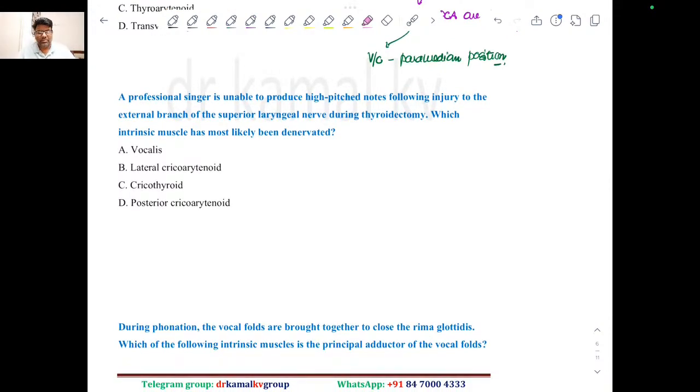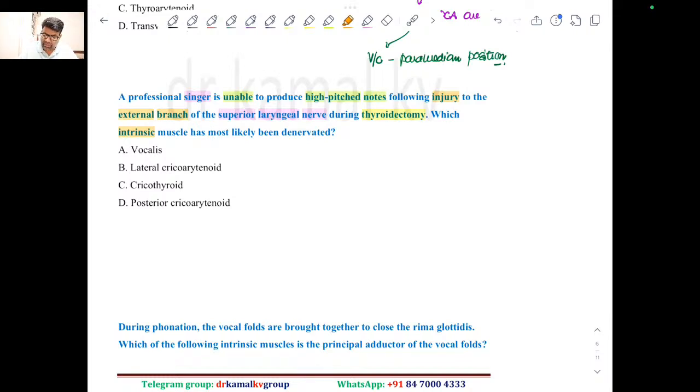Now this is a question which was asked in the recently concluded FMGE exam. A professional singer is unable to produce high pitched notes, and this is after injury to the external branch of the superior laryngeal nerve, as he was subjected to thyroidectomy, that is removal of the thyroid gland. Which intrinsic muscle is denervated?